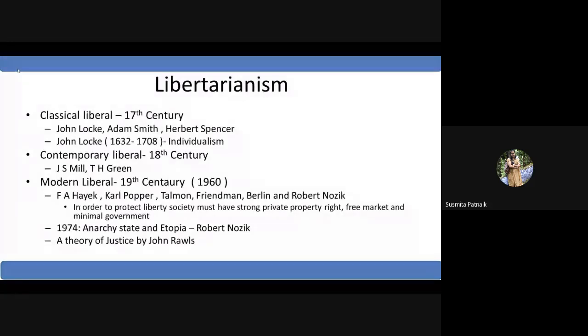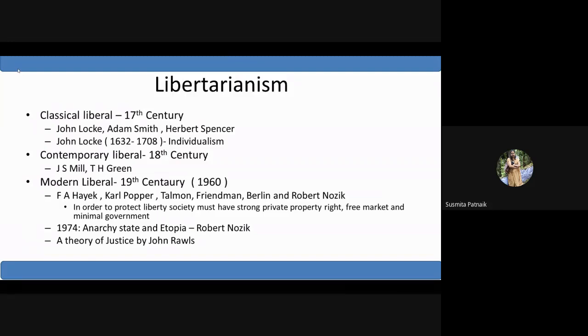In 1960, John Rawls propounded the theory of justice. One thing we have to add here is that in classical and modern liberalism, the main basic thing is the right of the individual.